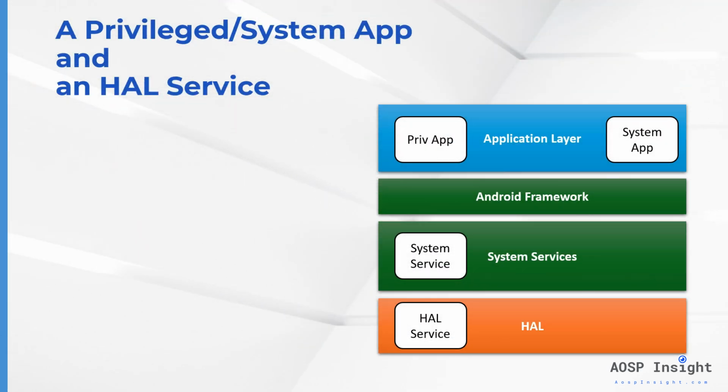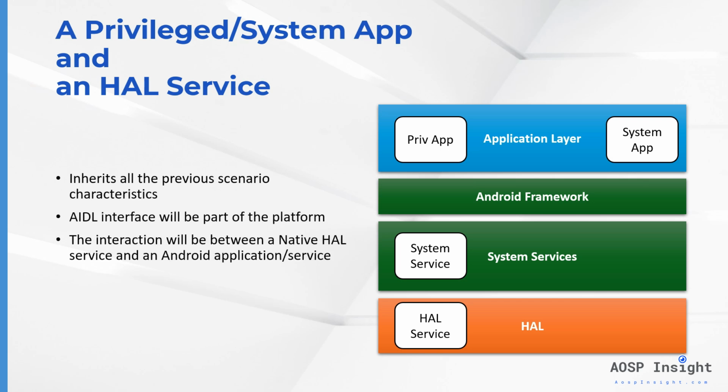The last scenario that I would like to explain here involves a system or privileged application developed using the Android framework with system level permissions communicating with a native service or process developed in C++. This scenario differs from the previous one mainly because it involves a native process, which introduces additional complexities. However, as with the last scenario, the AIDL interface will still be part of the platform. Similar features like being stored in system-related folders and included as a library or module apply here as well.